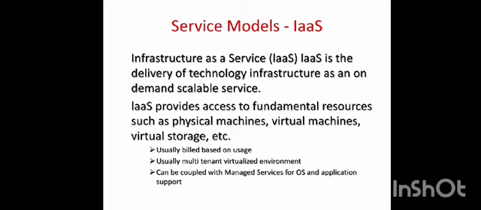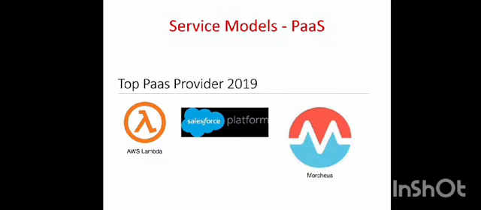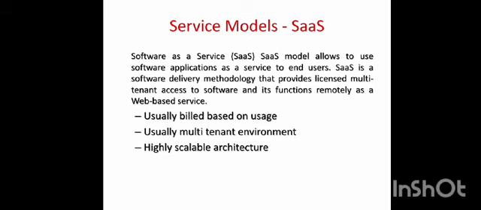In IaaS, this is infrastructure as a service. Here, the fundamental resources such as physical machines, virtual storage, etc., will be served to the consumer for their purpose. And in the next slide we will be seeing the various service models under IaaS, Amazon, Google and so on. PaaS, the services that are listed here. These are the service models under SaaS, that is software as a service.